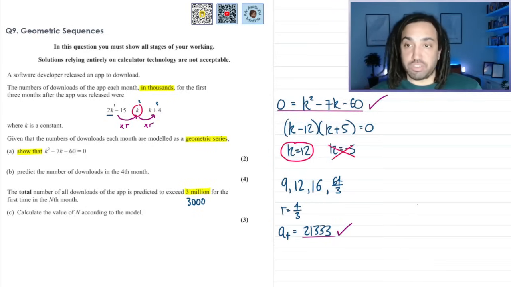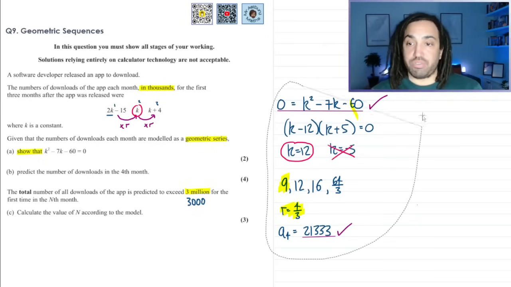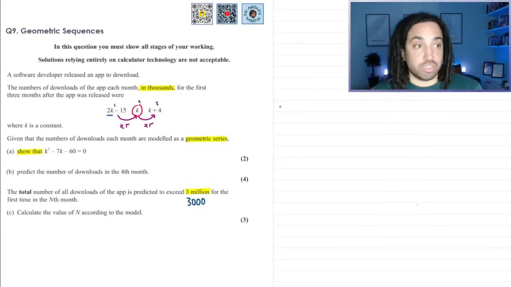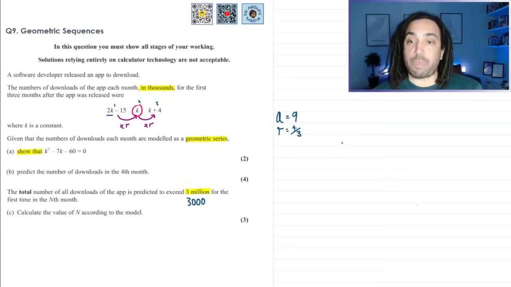So let's just remind ourselves what the first term is. The first term is 9, and the common ratio is 4 over 3. So we're going to have to use those when we're doing the summation formula. So let's just get rid of this working, and then write that down again. We're going to say A was equal to 9 and R was equal to 4 over 3.